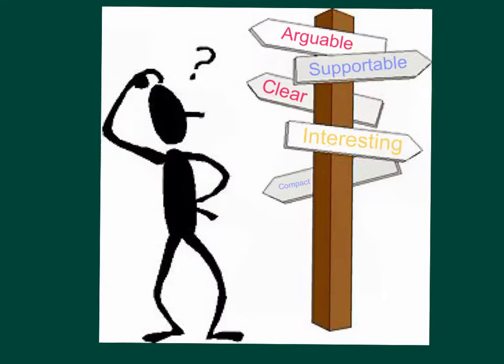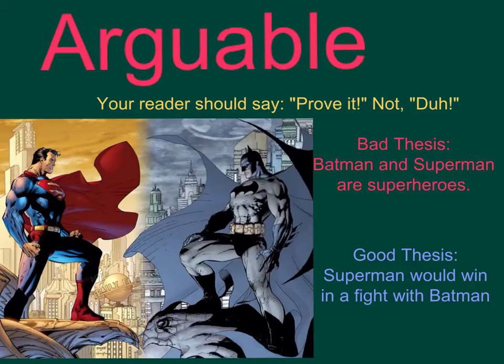Now, you may be asking yourself, what do all these terms mean? How can I possibly make sure that I'm doing all of this for every single one of my writing assignment theses? Oh no! Well, don't worry, because I'm going to run you through an example of every single one of these terms. To help me out, I'm going to use an example that you should all be familiar with because I've been using it in the past couple of videos, and that is the example of Batman versus Superman.